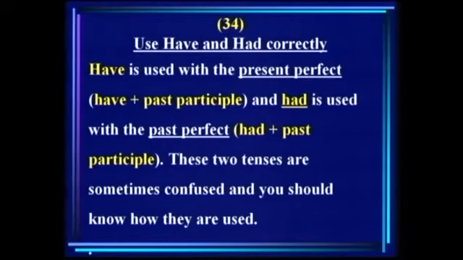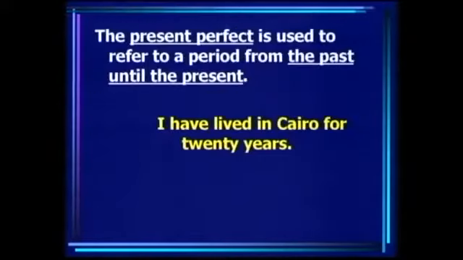طيب, let's read this. Have is used with the present perfect اللي هو have plus the past participle. احنا عارفين خلاص ان دايما لما بقول have لازم وراها ال past participle. And had is used with the past perfect, which is had plus the past participle. These two sentences are sometimes confused, and you should know how they are used. أحيانا الناس بتلخبط فيهم، نشوف بنستعملهم ازاي.